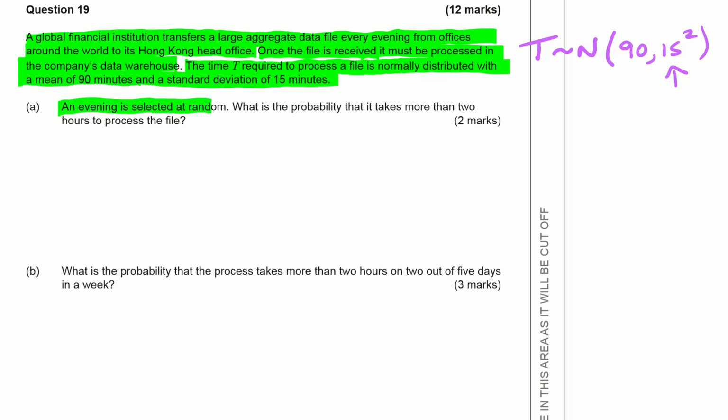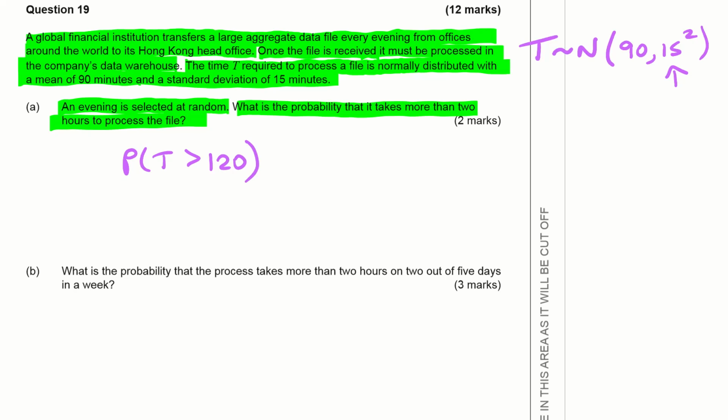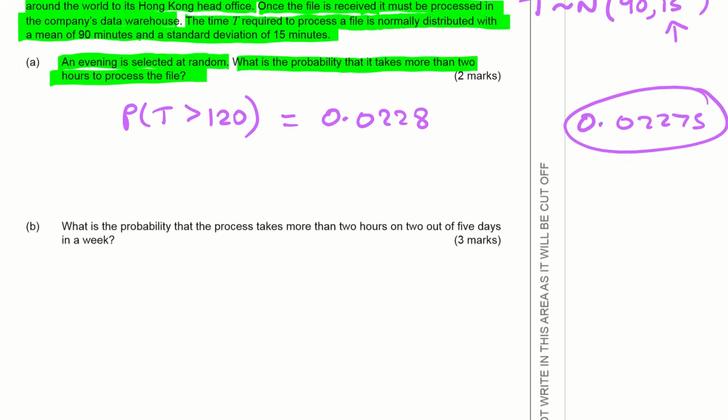An evening is selected at random. What is the probability it takes more than 2 hours to process the file? 2 hours is 120 minutes, so we're asked for the probability T is greater than 120. That's a standard normal CDF on the calculator. 0.0228 is the probability. It was actually 0.02275, and I'm going to use that slightly more accurate figure in the next part of the question.